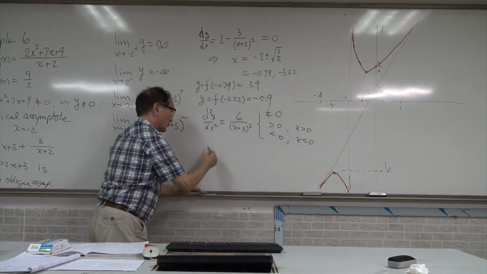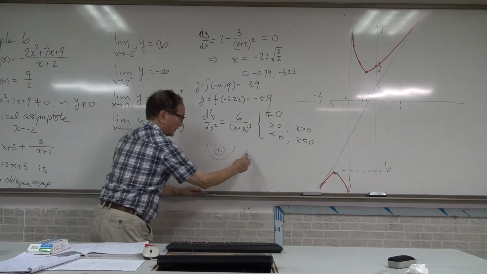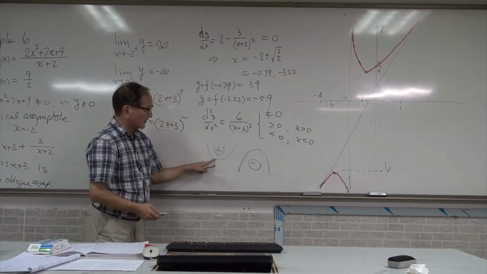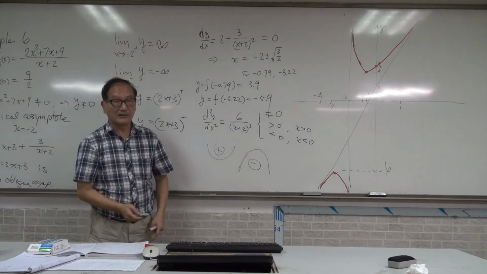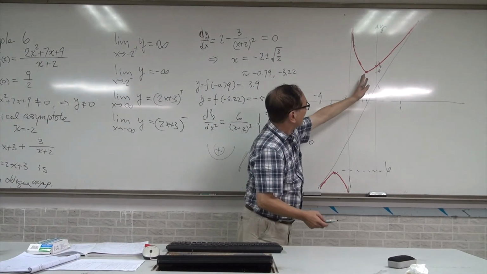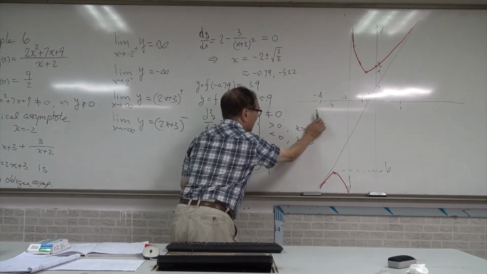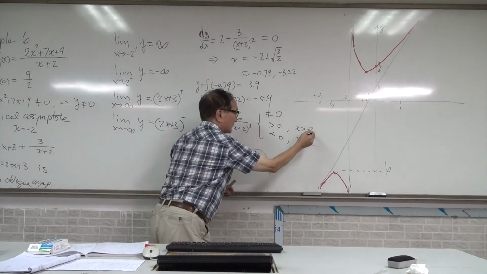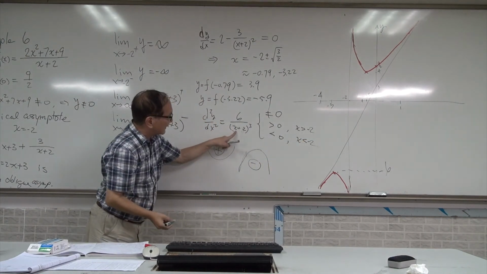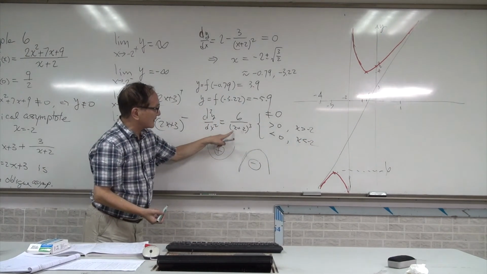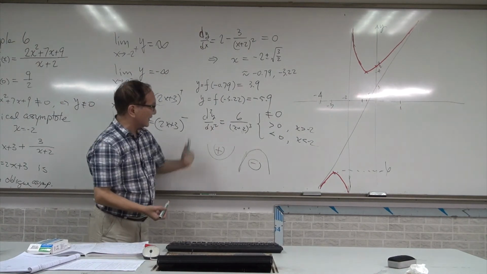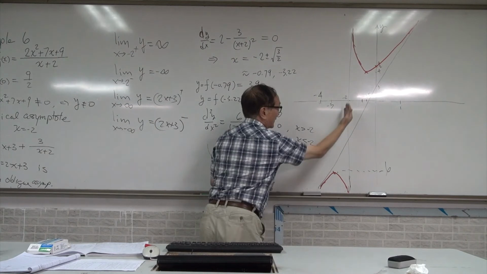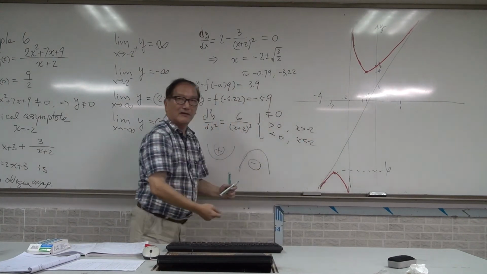So you know what is positive, right? This is positive, this is negative. When x is positive, this shape. When x is negative, this shape. Now, x bigger than minus 2, you see? When x is bigger than minus 2, it's positive. When x is less than negative 2, it's negative. So when x is bigger than minus 2, this shape. When x is less than minus 2, this shape.